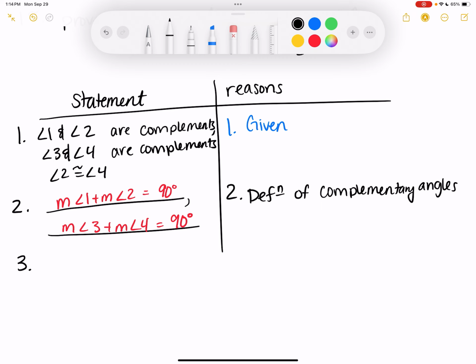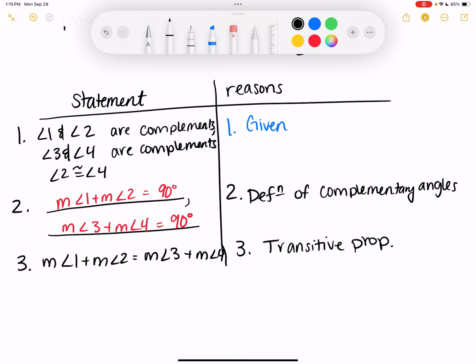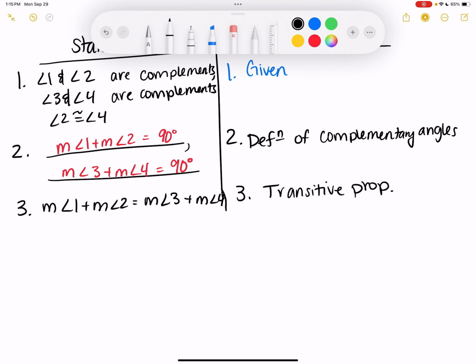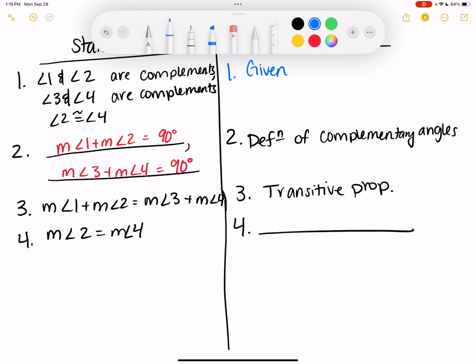3, they give it to us. They give everything to us. The measure of angle 1 plus the measure of angle 2 is equal to the measure of angle 3 plus the measure of angle 4. And that's the transitive property of equality. Or, well, I'm just going to say transitive property. They write of equality on all of these, I'm just shortening them. Okay. 4, they say that the measure of angle 2 is equal to the measure of angle 4. And we have to write the reason for this one. So what would be our reason over here? The definition of congruent angles. Yep, definition of congruent angles.